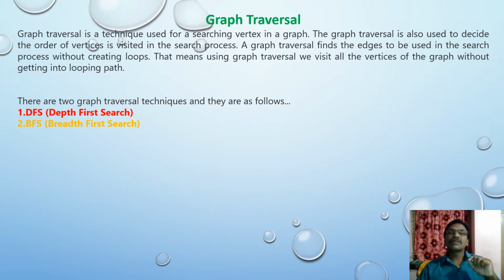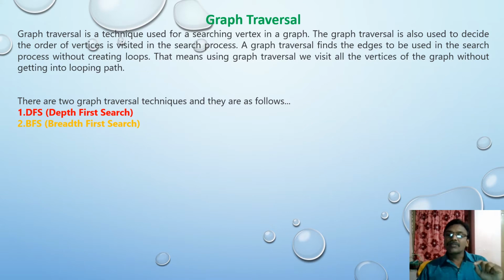That means using graph traverse, we visit all the vertices of the graph without getting into looping. Means at the time of visiting all the nodes, do not create a loop. That is the main important point.